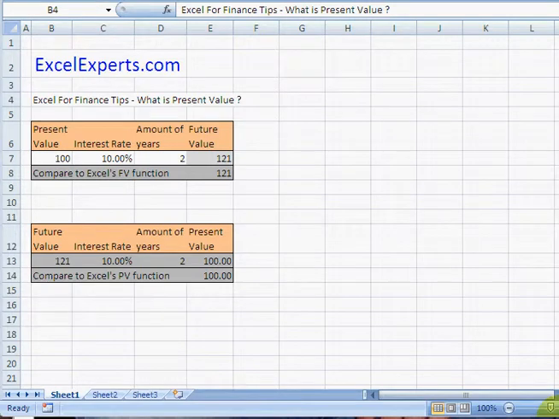Welcome to excelexperts.com. Today's Excel for Finance tip is on what is present value.